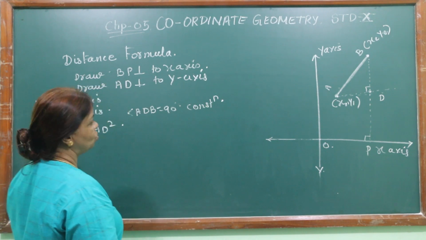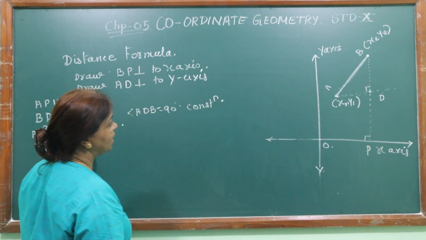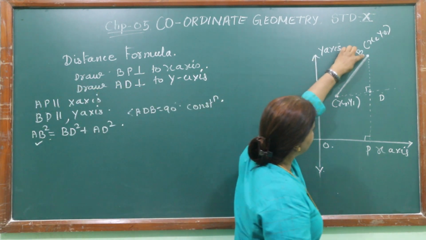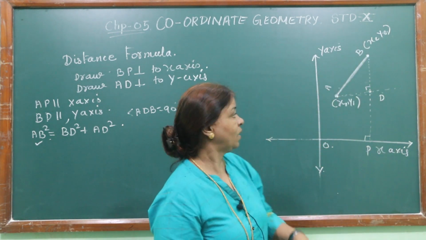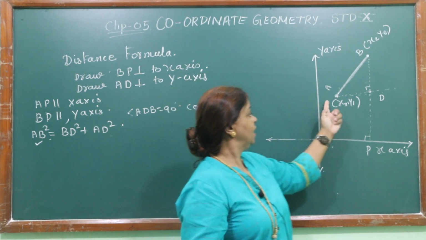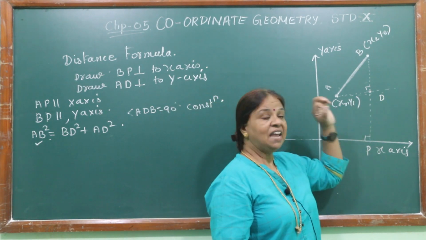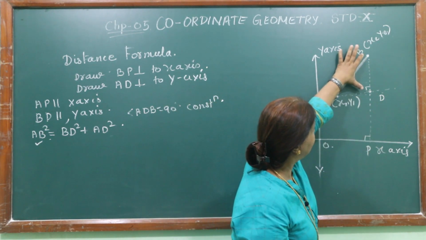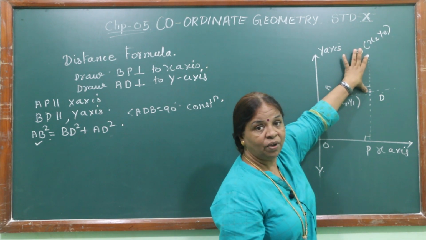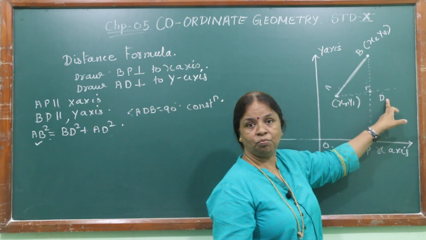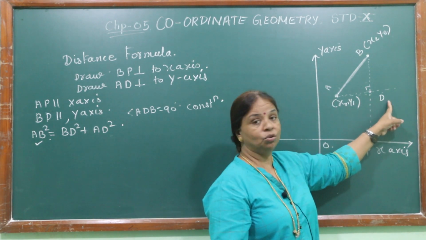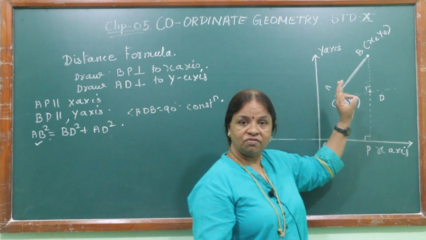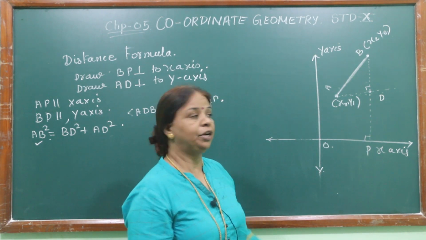So AB square is equal to BD square plus AD square. Again we need to find the length BD, and we can find BD when we know the coordinates of point D. We can find AD if we know the coordinates of point D. So first let us find the coordinates of point D.